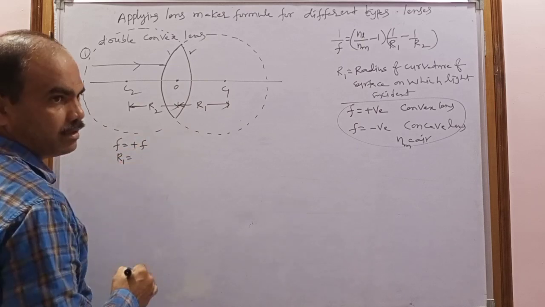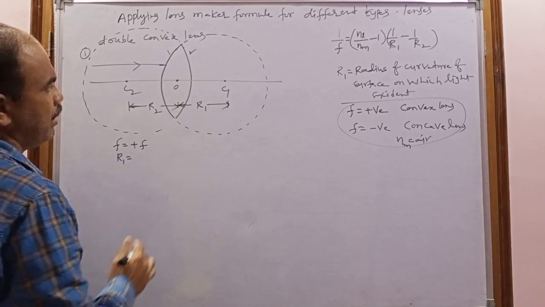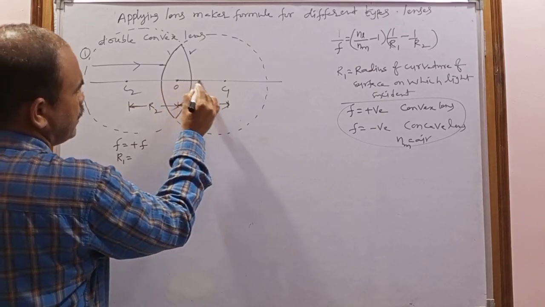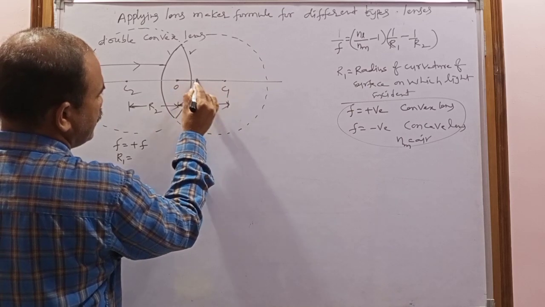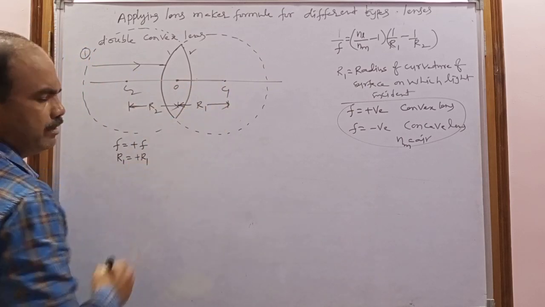Now come to R1. I am applying the sign convention for this double convex lens. R1 is nothing but the distance from the optic center to C1. To measure this, in which direction are you moving? In the direction of the incident light. So that's why R1 becomes plus R1.